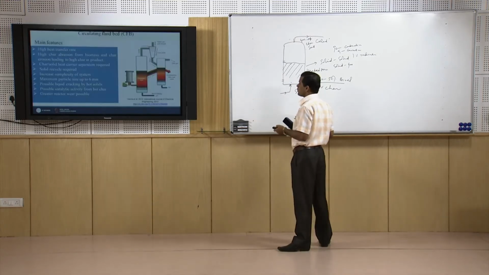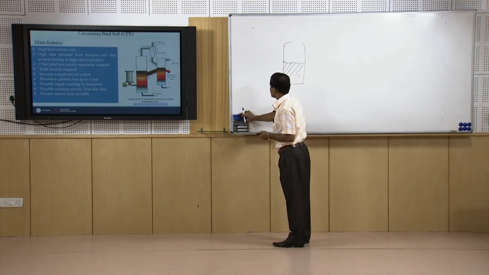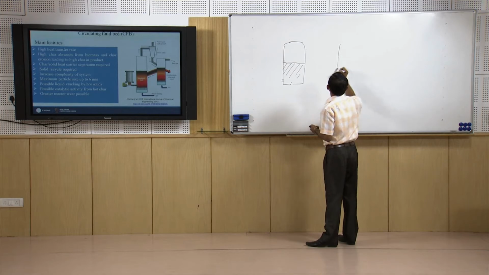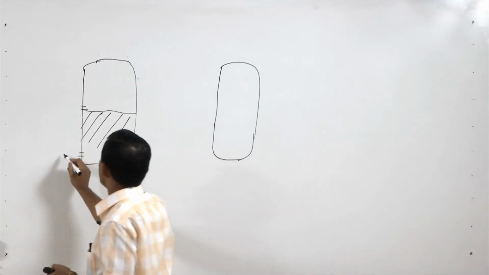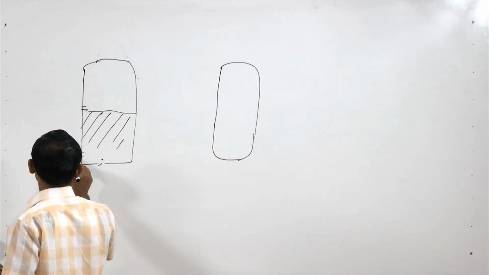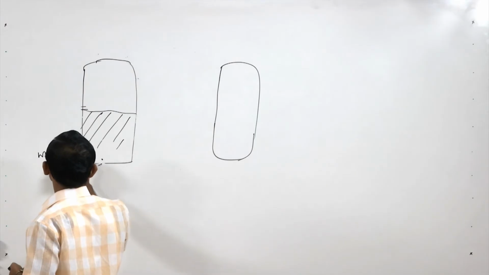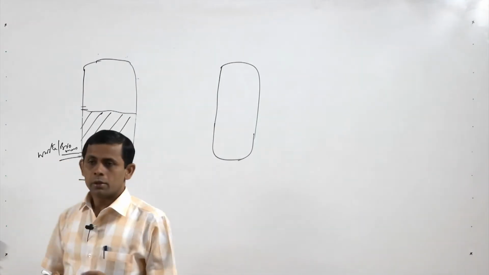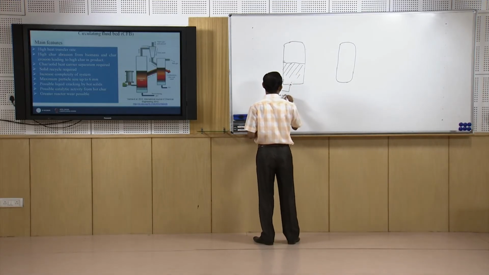Next we will come to the circulating fluidized bed reactor. In the circulating fluidized bed reactor, two chambers are used. In the first we put biomass or waste, and here we put recycling gas, recirculating gas.